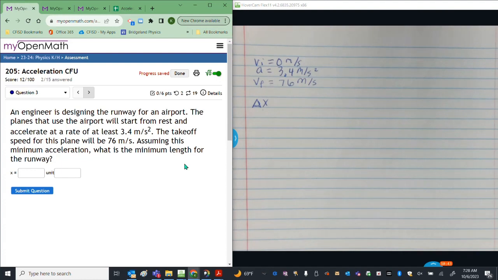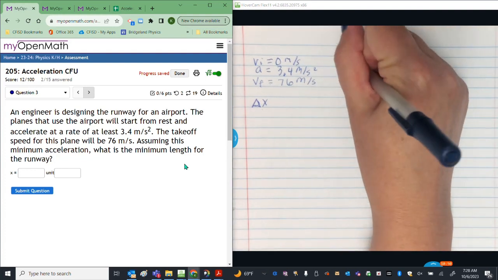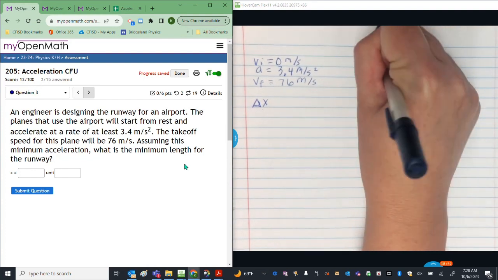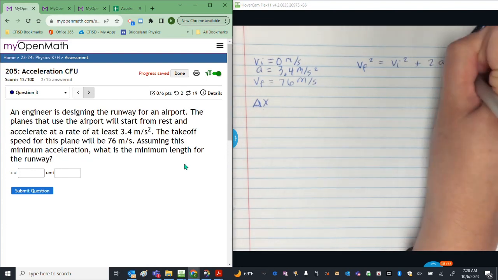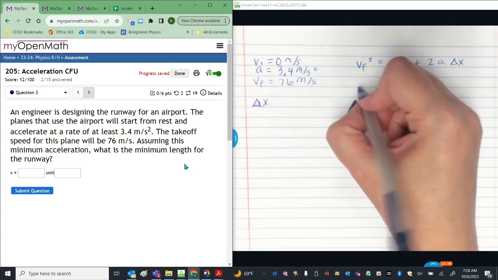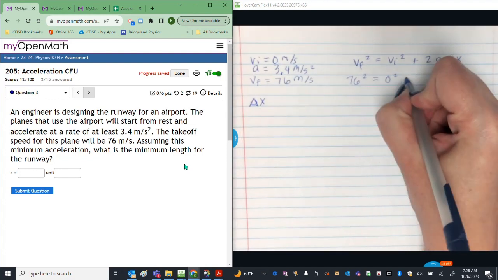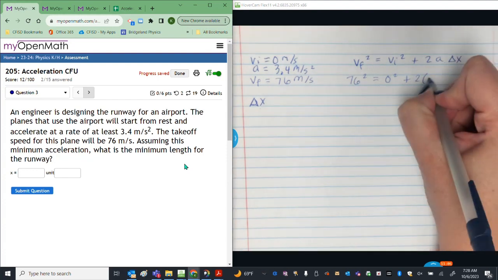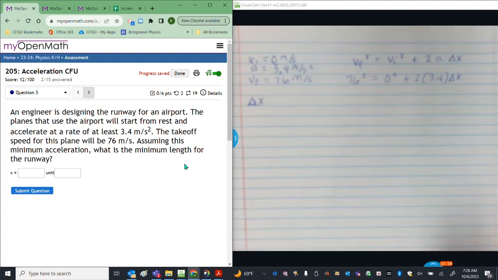So that's what I'm going to do. But if you solved for time first, there's nothing wrong with that. It just means you're doing the problem in 2 steps. Rather than doing that, I'm going to use this. VF squared equals VI squared plus 2 times A times delta X. If we use this equation, that ends up being 76 squared equals 0 squared plus 2 times 3.4 times delta X, and that's what I'm trying to solve for.